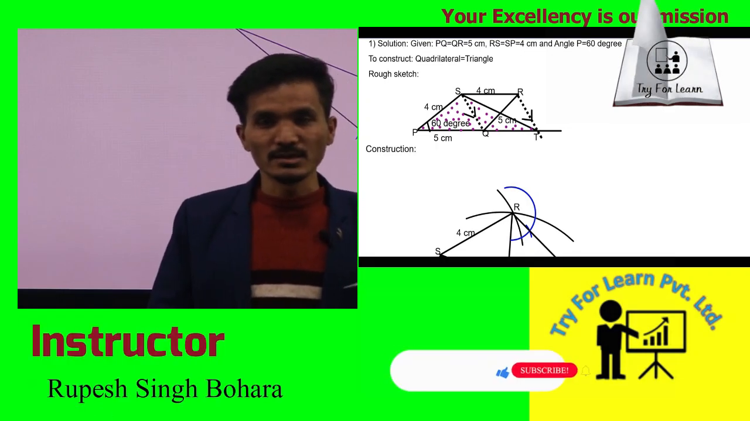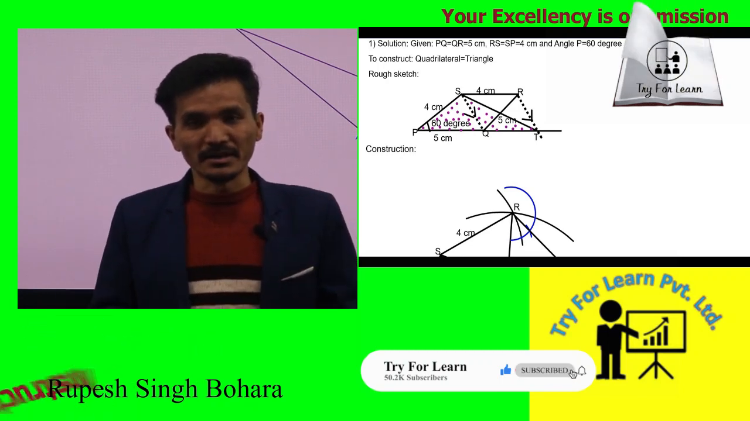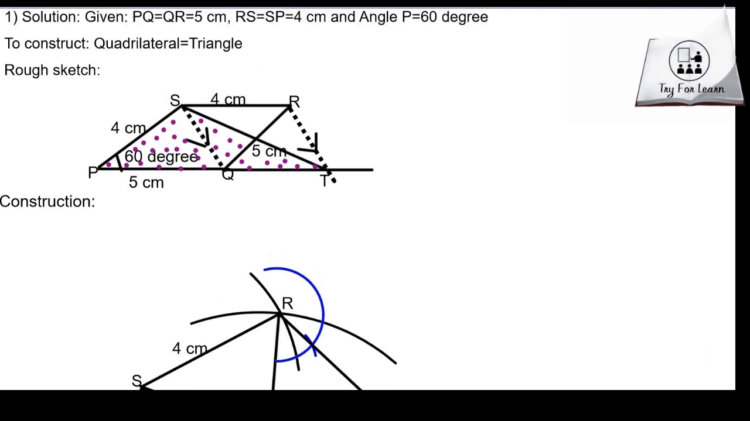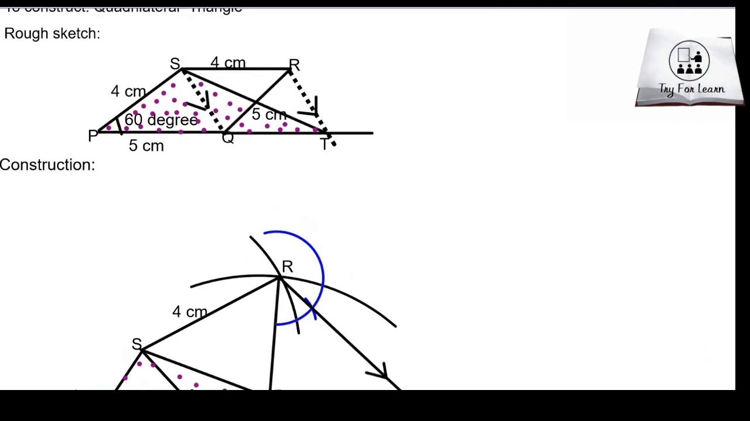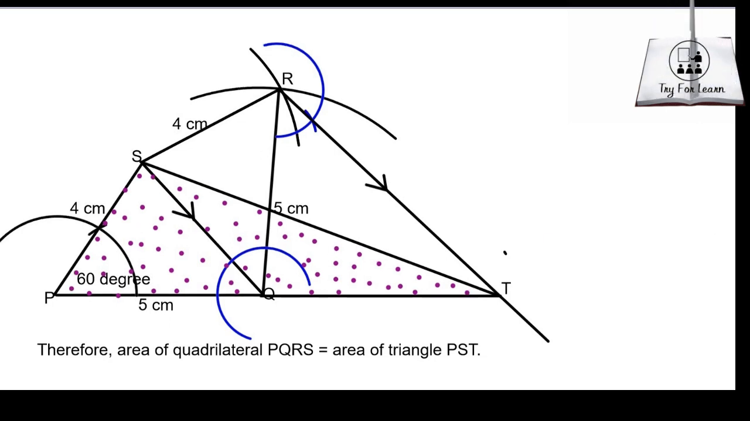In this video, I'm going to discuss one construction idea for SEE preparing students. Here, as shown in the figure, first of all, we will draw a rough sketch for the quadrilateral and triangle whose area will be equal. With the help of this rough sketch, we will construct the quadrilateral and then construct a triangle whose area is equal to that quadrilateral. I'm going to share the idea for this.